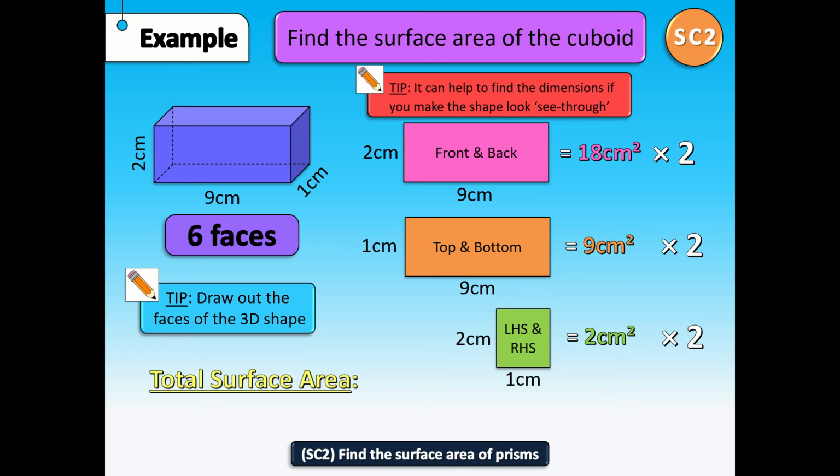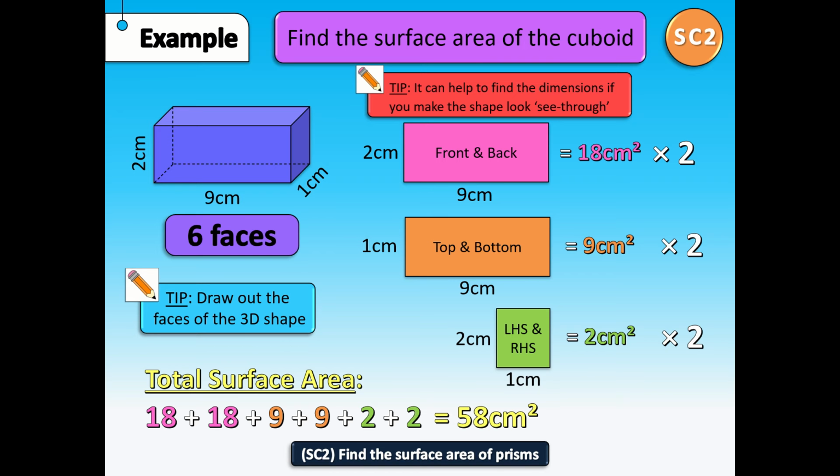So the total surface area is going to be 18 plus 18 plus 9 plus 9 plus 2 plus 2, which is 58 centimeters squared.